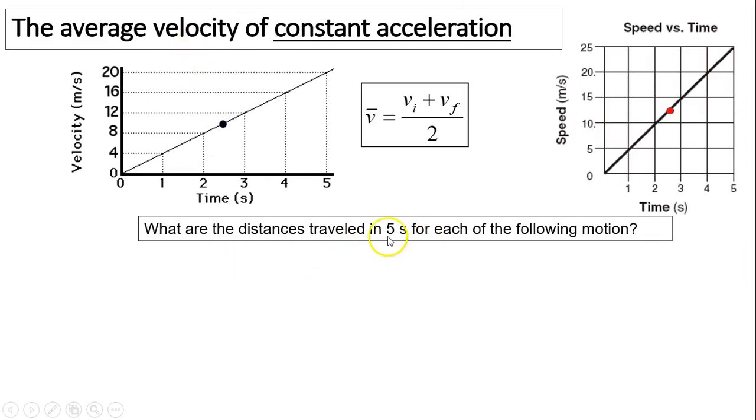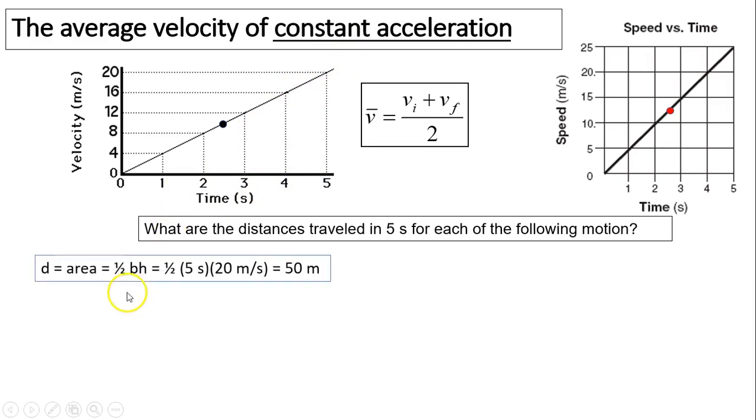So here is the question. What are the distances traveled in 5 seconds for both of the following motions? This motion, that motion. How do we find the distance or displacement? Well, remember we said in a VT graph, or speed versus time graph, the area represents the displacement. So the area, this is a triangle. The area is 1/2 base times height. 1/2 base, in this case, is 5 seconds. Height is 20 meters per second. That is 50 meters. That's one way to do it.